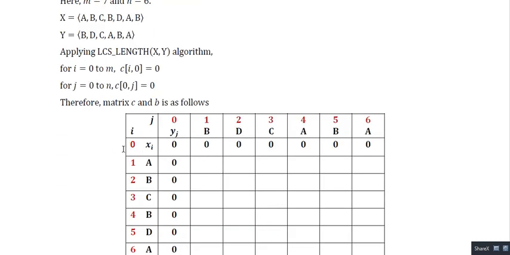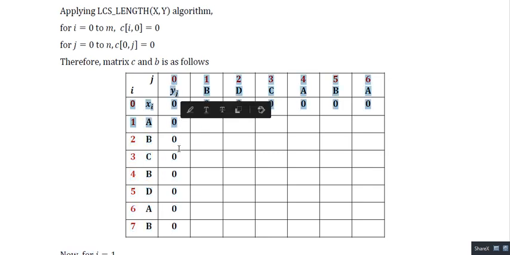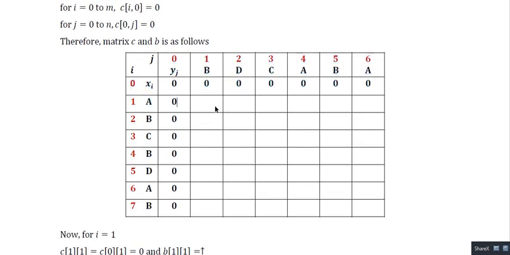Okay, so no character in the sequence x, mark everything as 0. No characters in the sequence y, mark everything as 0, right? So now we'll try to fill these entries, like this will be what? C11. C denotes what? Cost, meaning length, right? Length of LCS. C11, C12, C21, C22, like that, and finally C71, C72 up to C76.